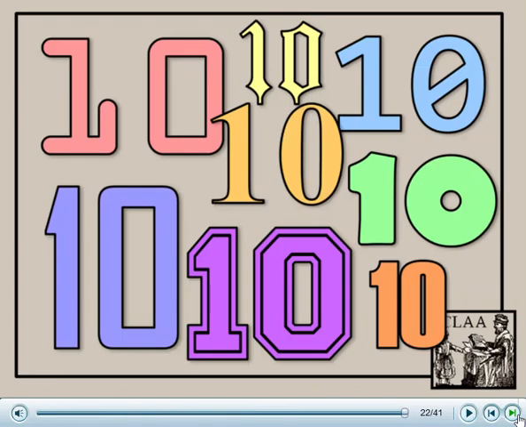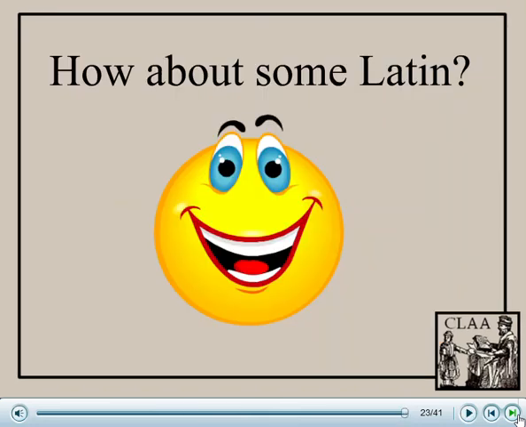Now, just like any other number that we've studied, the number 10 can be written in all different sorts of ways, but you'll always see that it's written with a 1 and a 0. All of these are number 10s. Since the number 10 is new to you, and it may take a little bit of time to understand it, we won't learn any other new numbers in this lesson. So how about some Latin?